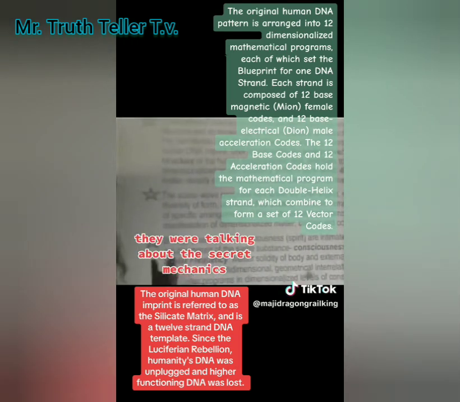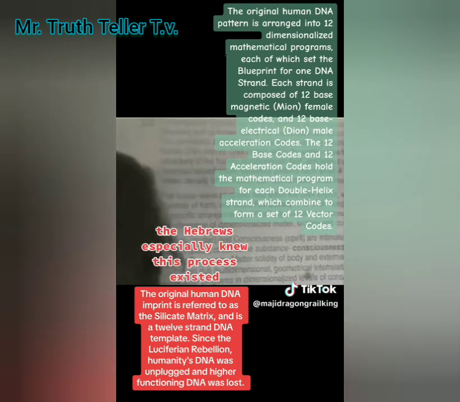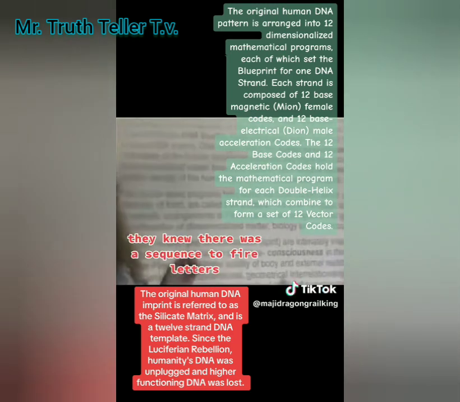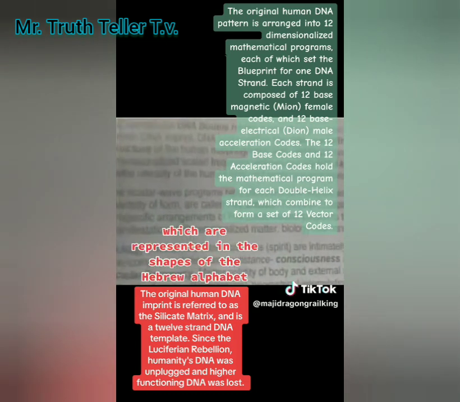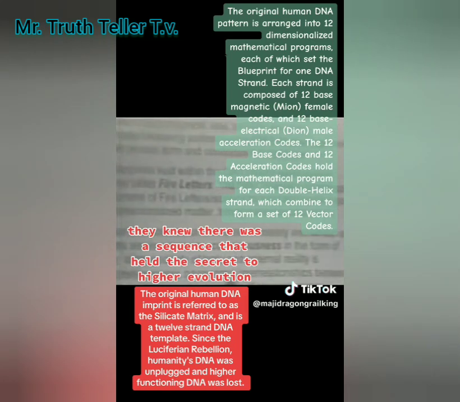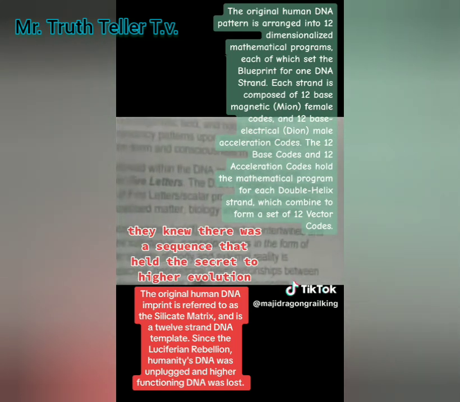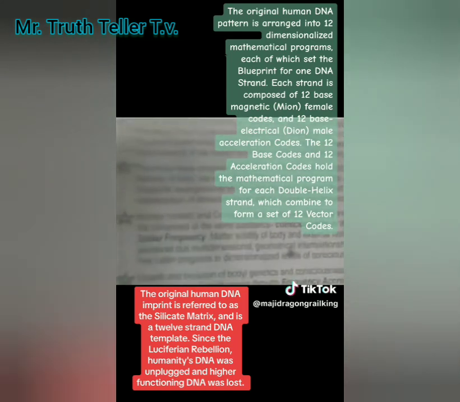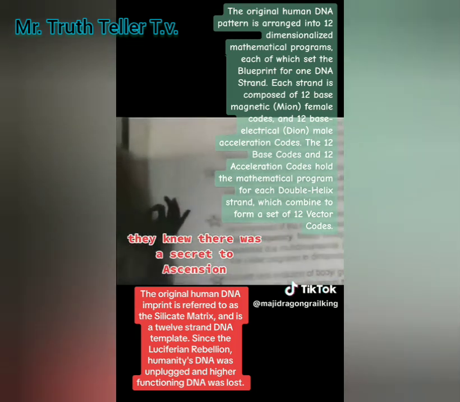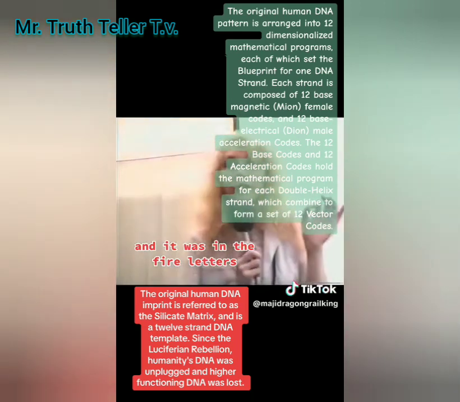They were talking about the secret mechanics, and the Hebrews especially knew this process existed, even with all the repression of information our histories have been about. They knew there was a sequence to fire letters, which are represented in the shapes of some of the Hebrew alphabet. They knew there was a sequence that held the secret to higher evolution, held the secret to opening the relationship between man and God. They knew there was a secret to ascension, and it was in the fire letters.